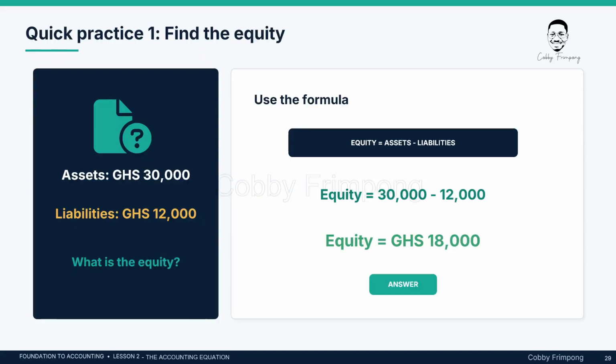Quick practice. Question 1. Find the equity. A business has assets of 30,000 Ghana cedis and liabilities of 12,000 Ghana cedis. Equity equals assets minus liabilities. 30,000 minus 12,000 equals 18,000. The owner's equity is 18,000 Ghana cedis.